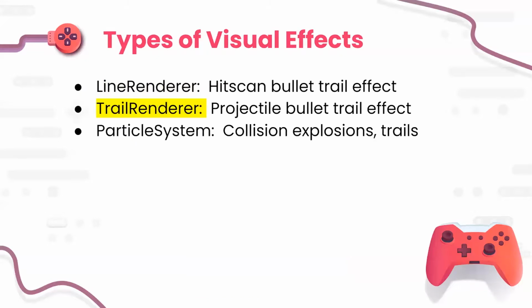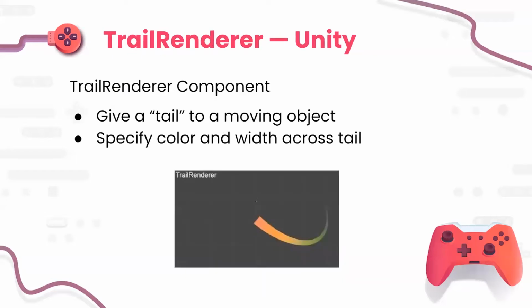Moving on to the Trail Renderer, you can create a bullet trail effect. It's kind of like if you're shooting maybe a rocket or something, and you want some smoke to come out of it, you can use the Trail Renderer to create that effect. You can give a tail to a moving object, and specify its color and width. So you can basically just change how you want this trail to be through Unity's functionality.